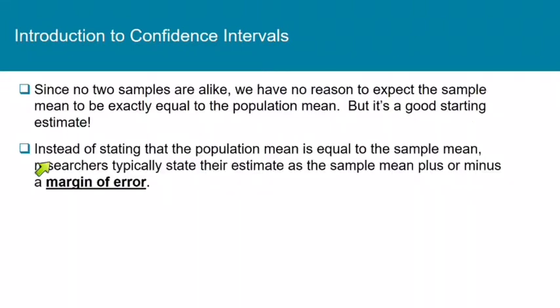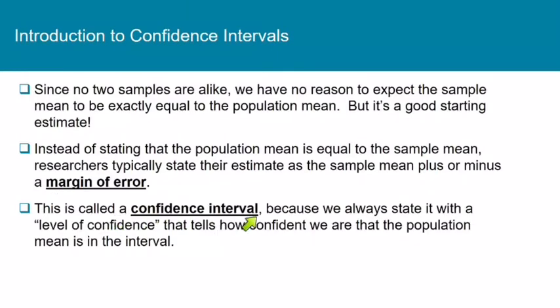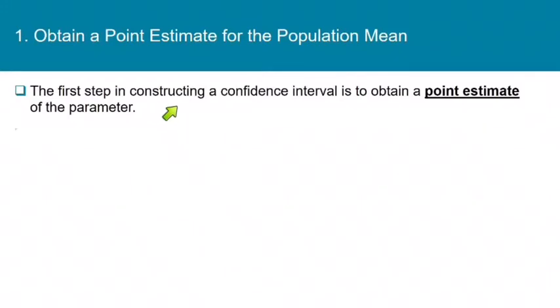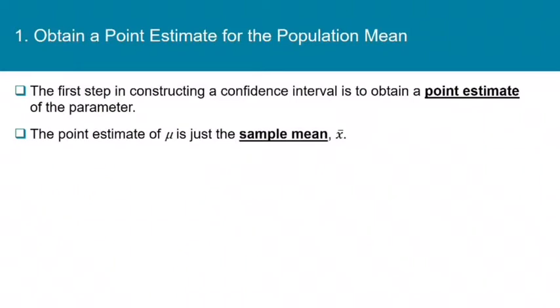So what statisticians do is, instead of stating that the population mean is equal to the sample mean, they typically state their estimate as a sample mean plus or minus a margin of error. And when we do that, it's called a confidence interval, because we always state it with a level of confidence that tells how confident we are that the population mean is actually in the interval. Now, the first step in constructing a confidence interval is to obtain a point estimate of the parameter. And you might have already guessed that the point estimate of mu is just the sample mean X bar.